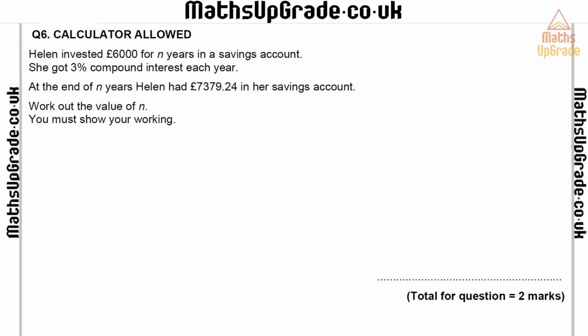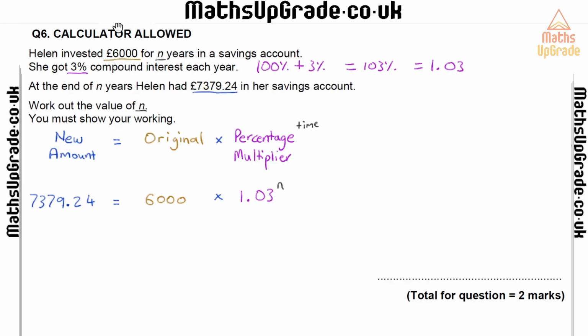Question 6. Helen invested £6,000 for n years in a savings account. She had 3% compound interest each year. At the end of a certain number of years, Helen had £7,379.24 in her savings account. Work out the number of years. I'm showing you working, and this is 2 marks. So this is a very, very similar question to question 5. I know everything in this question apart from the time period.